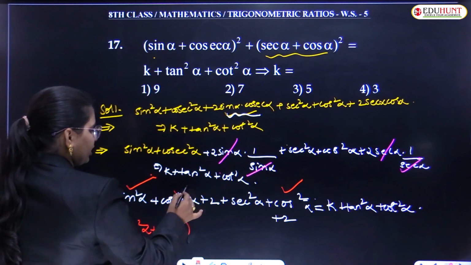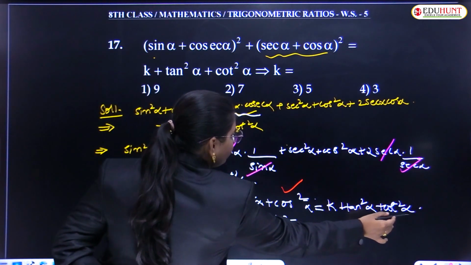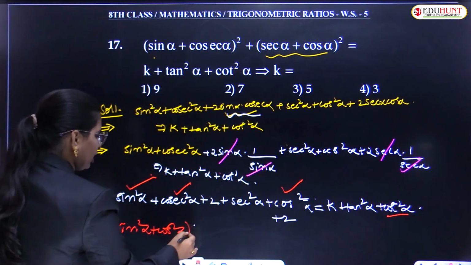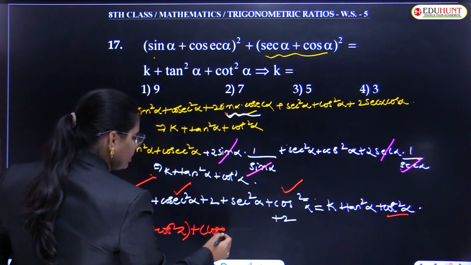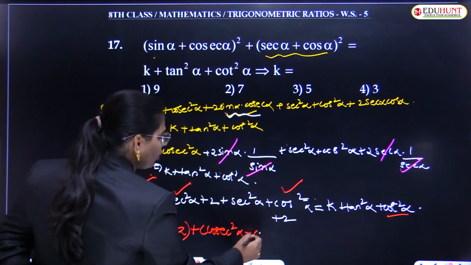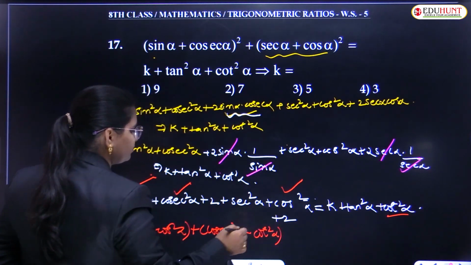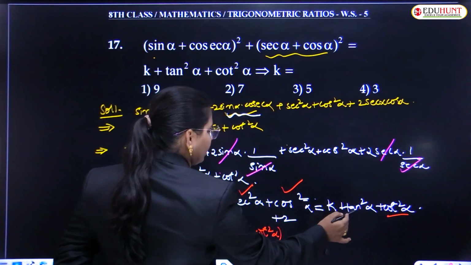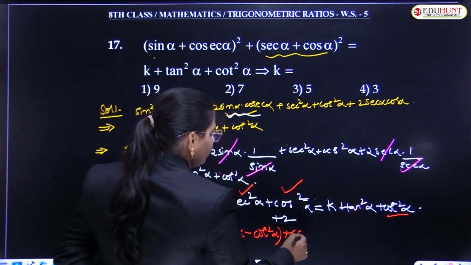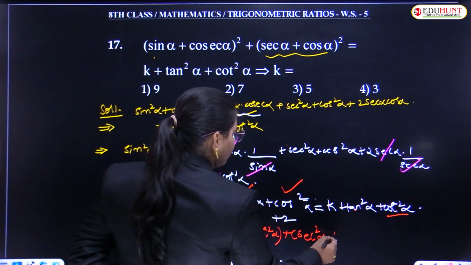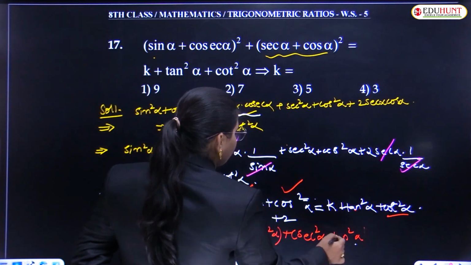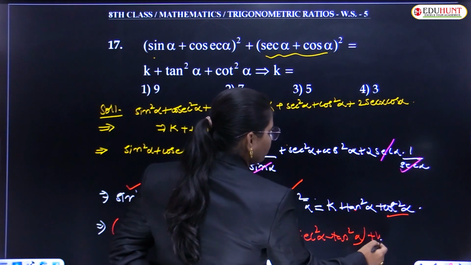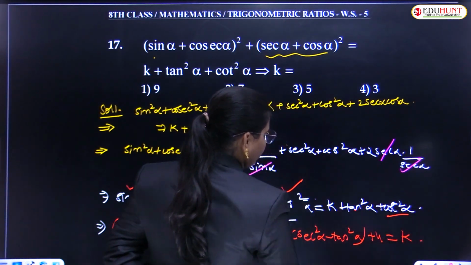Next, cosecant square alpha: if you transpose cot square alpha to this side, it will become minus. So I regroup these two: cosecant square alpha minus cot square alpha. Next, secant square alpha: transposing tan square alpha to that side, it will become secant square alpha minus tan square alpha. And 2 plus 2 is equal to 4, which equals k, the constant.